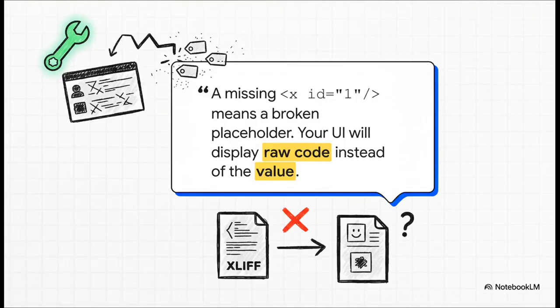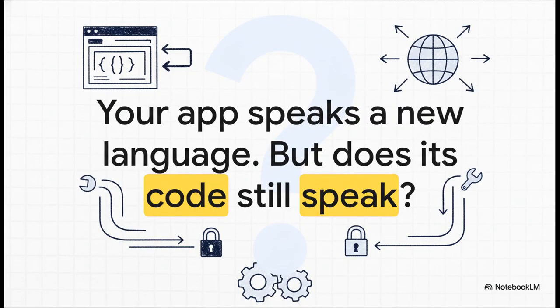And this right here, this is exactly why that checklist is completely non-negotiable. If even one of those little placeholder tags goes missing, your user isn't going to see their name in that friendly greeting. No, they're going to see ugly raw code. It shatters the user experience and just makes your app look incredibly amateur. So, the next time you export a file for localization, just remember the big lesson here. You're not just translating words, you are preserving the structural language of your entire application. Get that part right, and you can open your app up to the whole world without breaking a single thing.